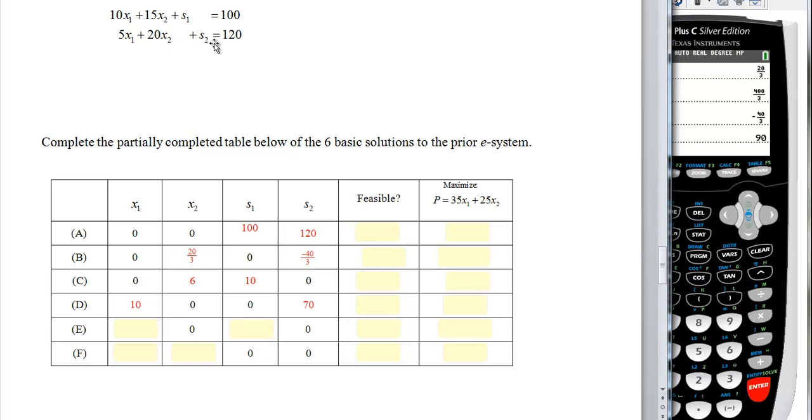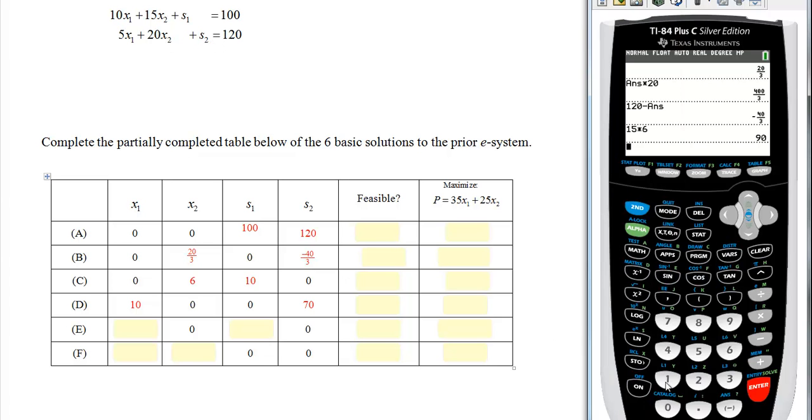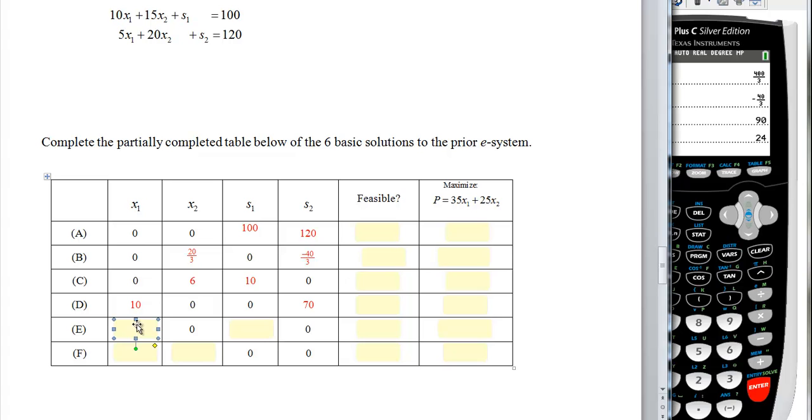X sub 2, S sub 2. 120 divided by 5. 24. Okay. So 20, that'd be 240. Now if I subtract that from both sides, that'd be a negative 140.